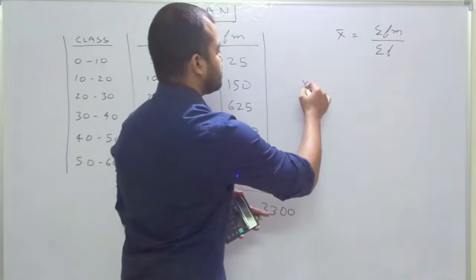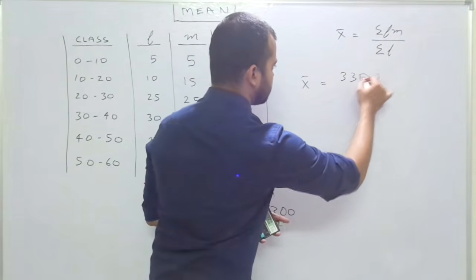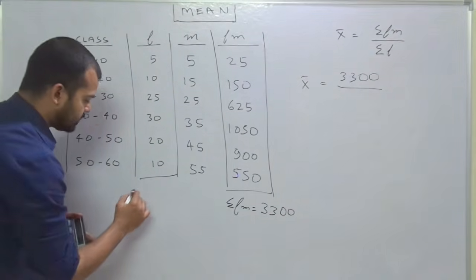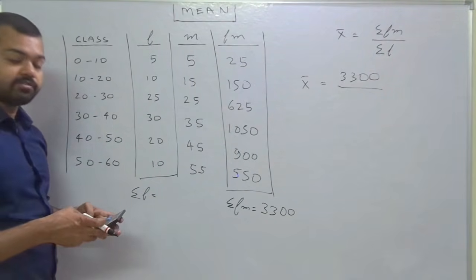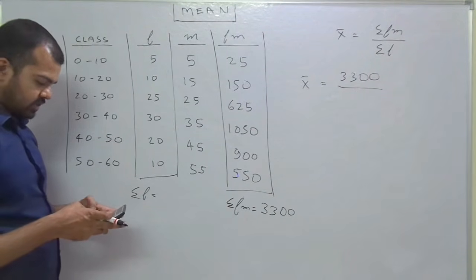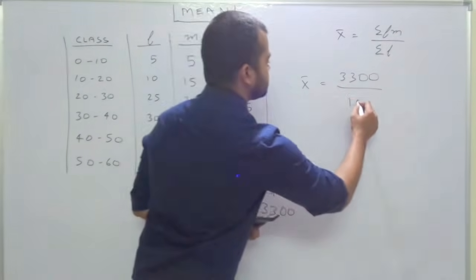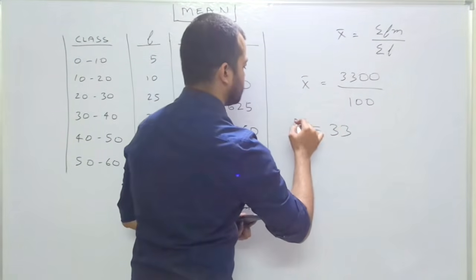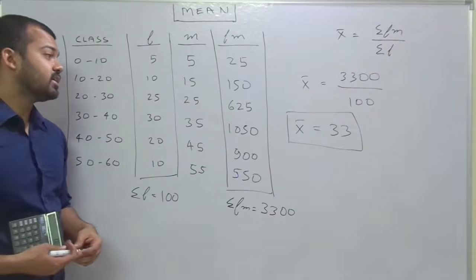Now we can put all these figures in the formula. Summation Fm is 3300. Now we require summation F. It means the total of this column. Summation F is equal to, we need to add all these figures like 5, 10, 25, 30, 20 and 10. That comes out as 100. So now we have to divide this figure by 100. So the answer comes out as 33. This is your answer, or this is your mean for the continuous series.